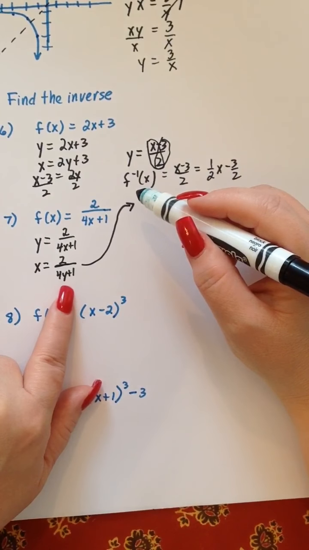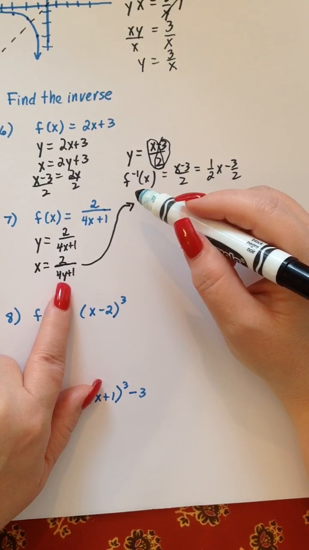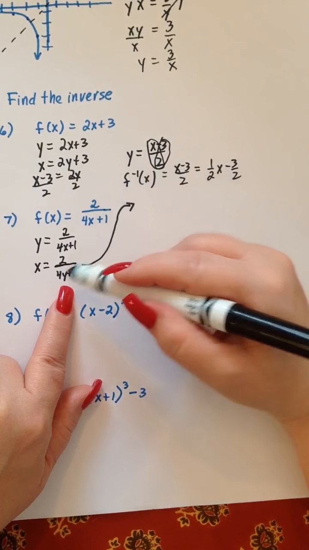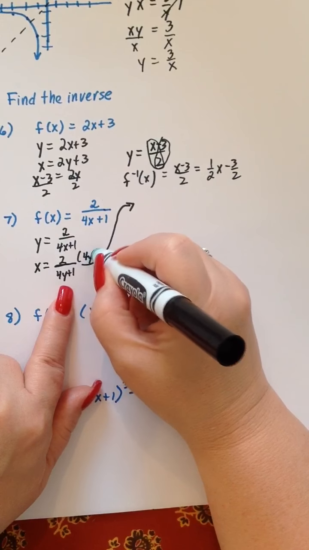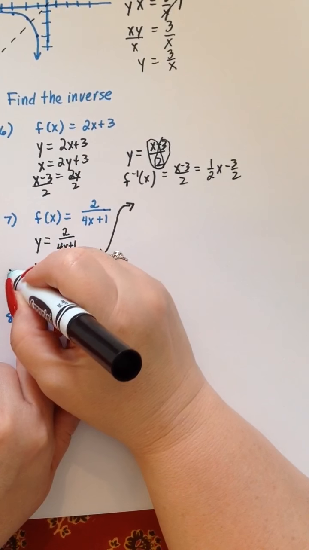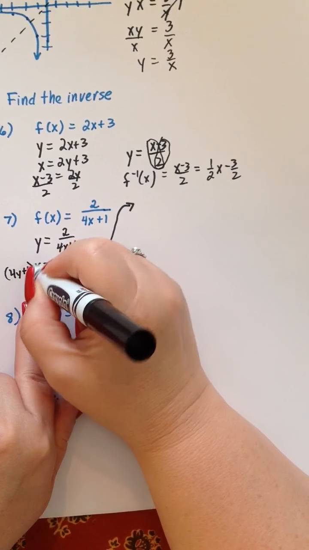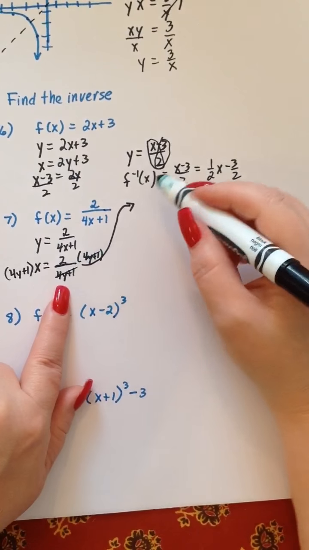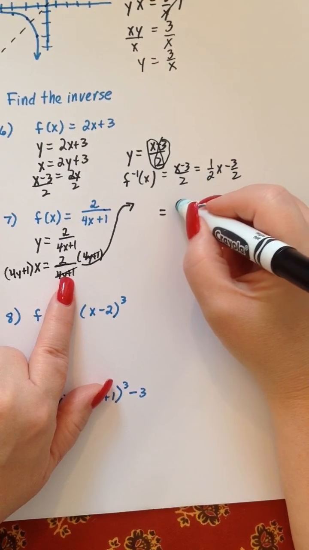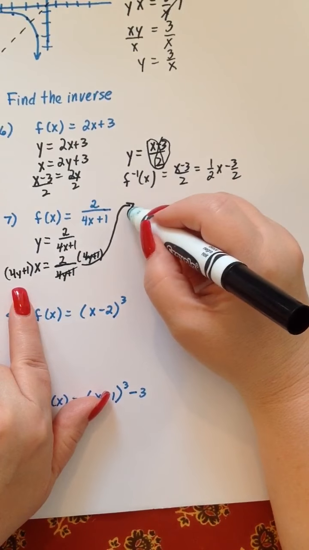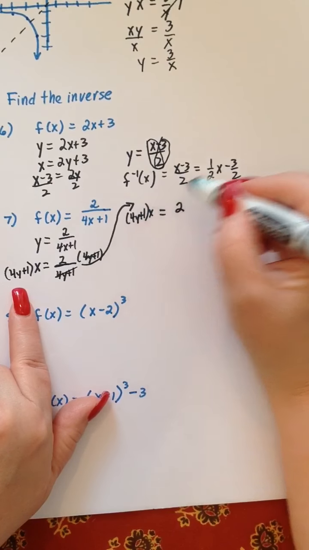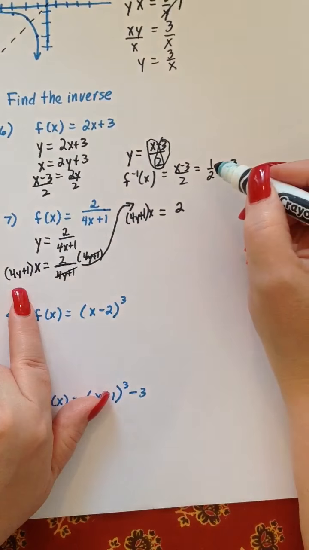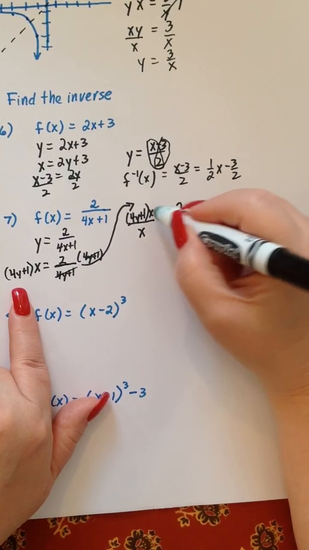I'm trying to solve for y, so to get y by itself, I'd like it not to be the bottom of a fraction because that's annoying. So I'm going to multiply both sides by 4y plus 1. Okay, so that these cancel. So then on the right side I just have a 2 left, and on this side I have 4y plus 1 times x. Okay, I'm supposed to be getting y by itself, so first thing I'll do is divide both sides by x to get rid of the x.